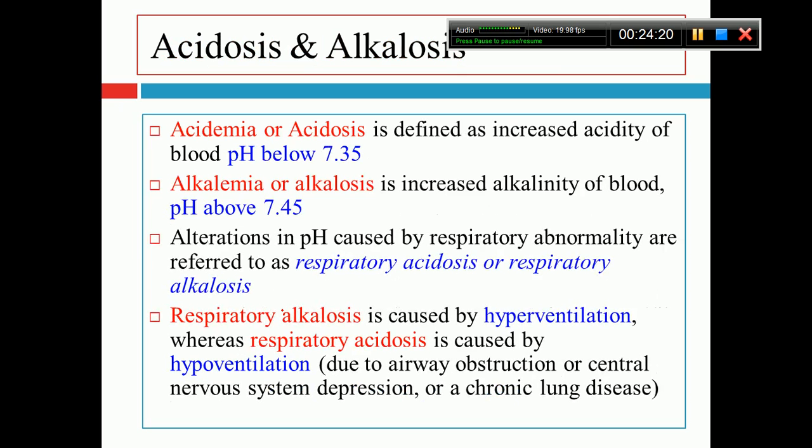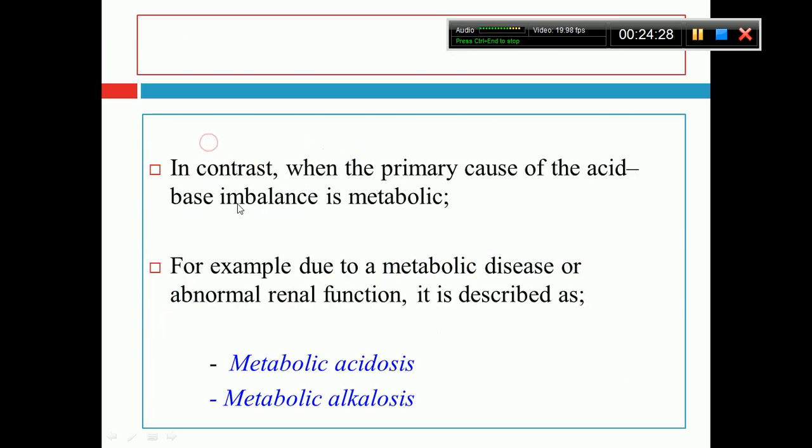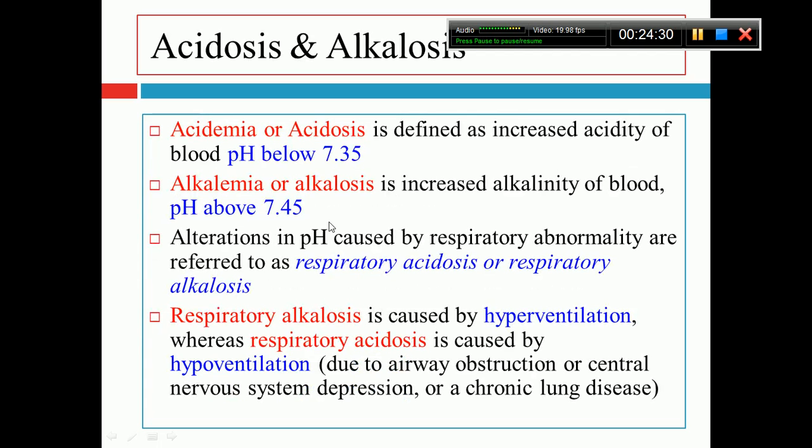Then we have two terminologies called alkalosis and acidosis. Acidemia, emia stands for blood. Acidemia means acidic blood, or acidosis is defined as increased acidity of blood, pH below 7.35. Alkalemia or alkalosis is increased alkalinity of blood, pH above 7.45.